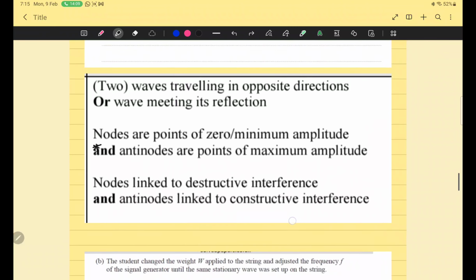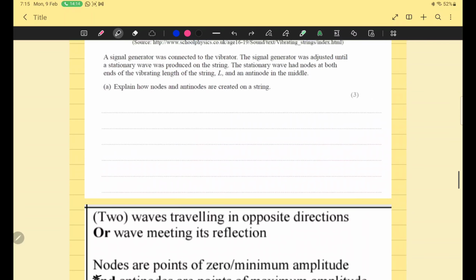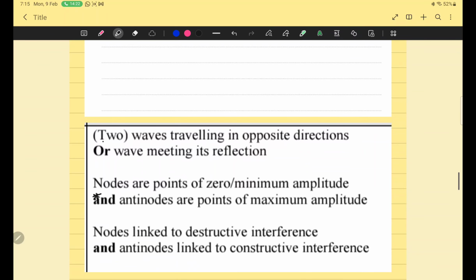The marking scheme says, sir, read the question. The question is how standing waves are produced, how nodes and antinodes are created. So I am explaining, sir, when two waves are traveling in opposite direction, of same frequency, same wavelength, but only opposite in direction.